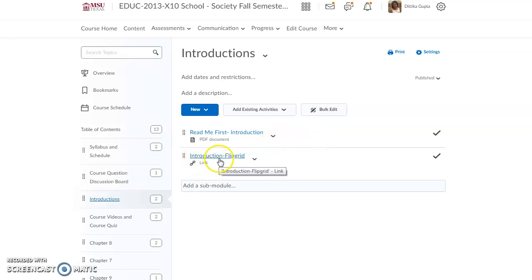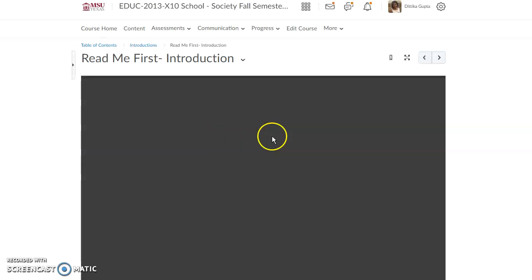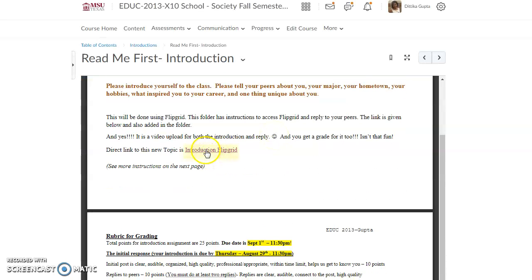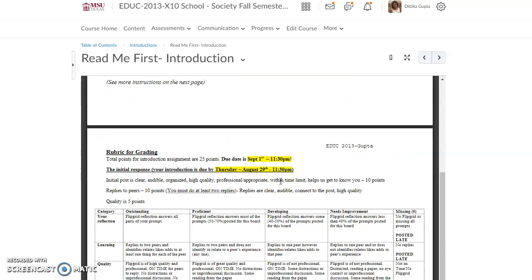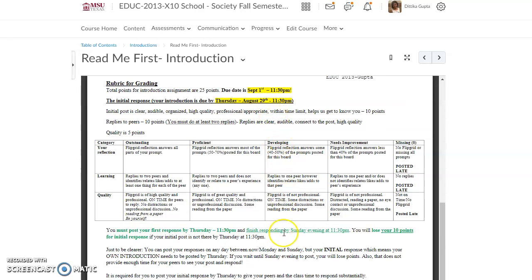And then you have your Flipgrid. This is your introduction Flipgrid. I can click on it directly, or I can go through the readme first, which also has the link over here. This gives you the details, what prompts you want to talk about, and it also gives you the rubric. Remember, your Flipgrid video is due Thursday, August 29th.